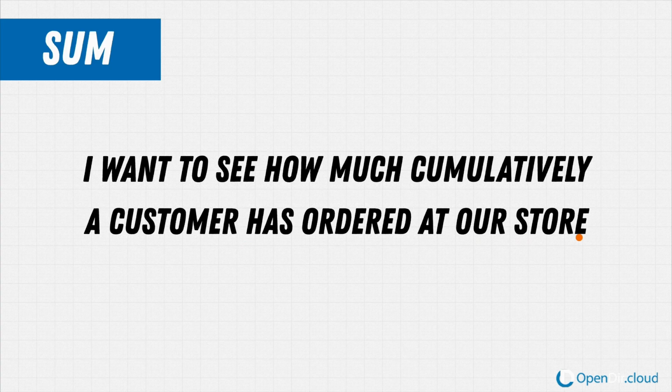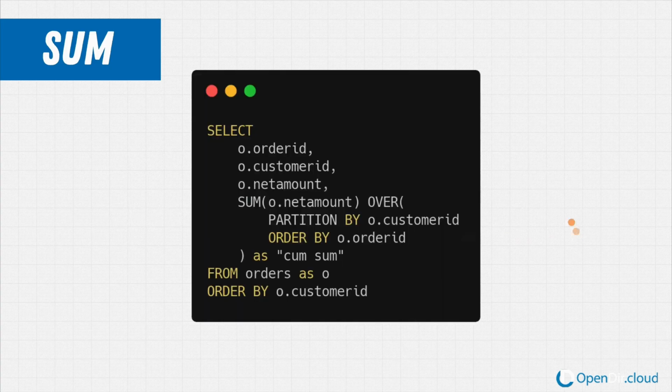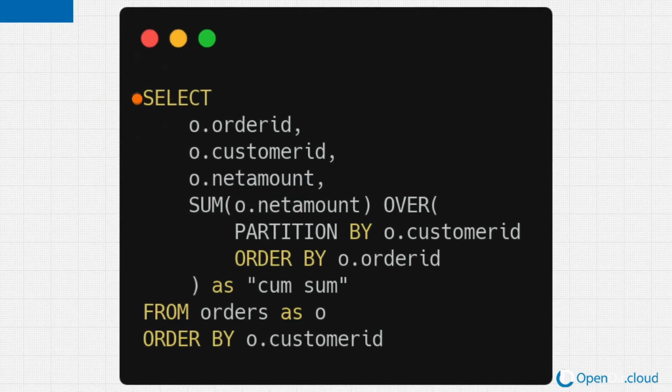Let's look at the type of query that we need to use. We're doing a select, and we're selecting the order ID, the customer ID, and the net amount from orders.